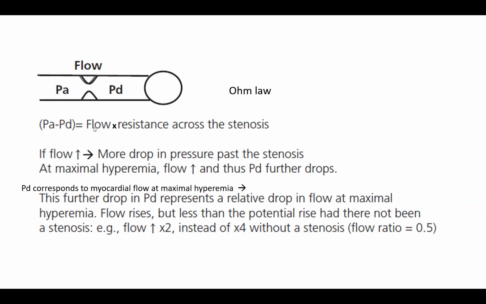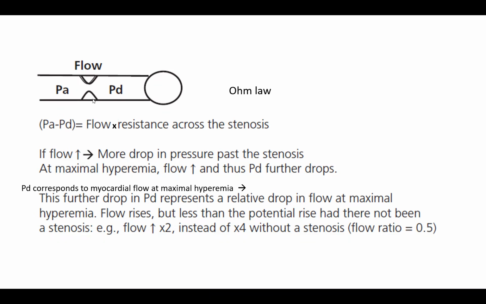If flow increases, you get more relative drop in pressure past the stenosis. So the difference between PA and PD will rise if the flow rises, and PD will relatively drop more if you increase the flow. And that's what happens with adenosine. With adenosine, flow A rises, which causes a drop in pressure PD, and that drop in pressure PD corresponds to a drop in flow past the stenosis at maximal hyperemia.